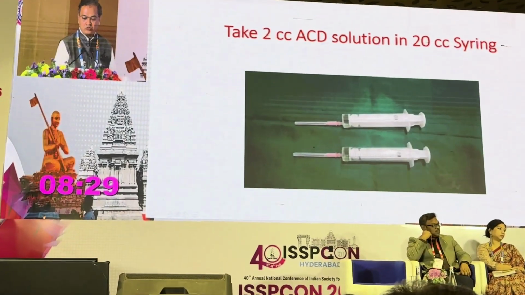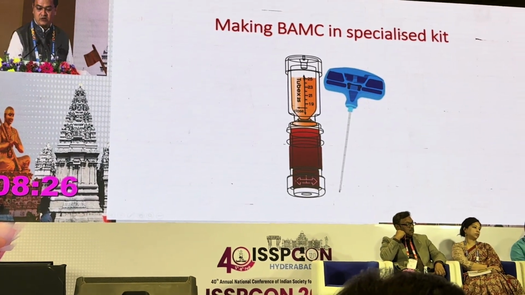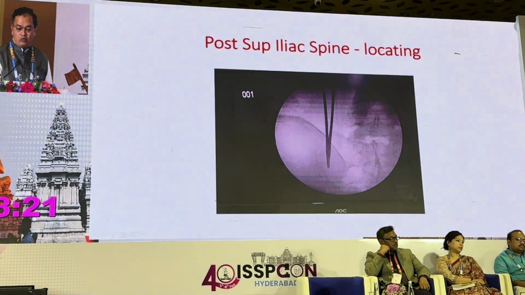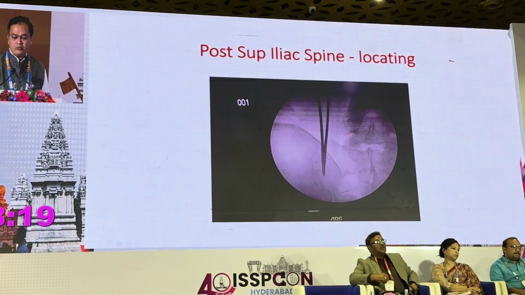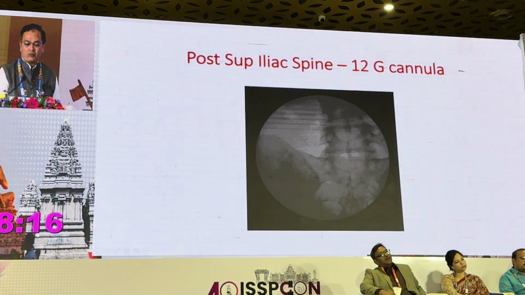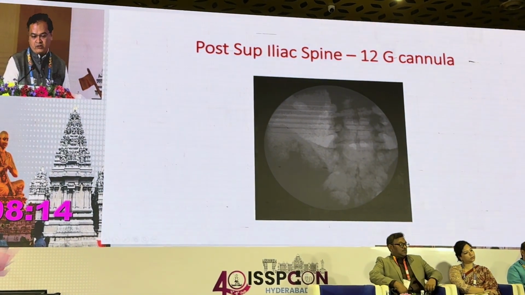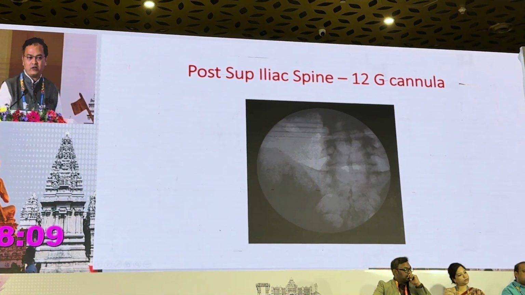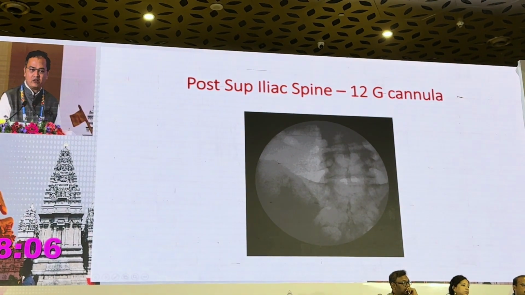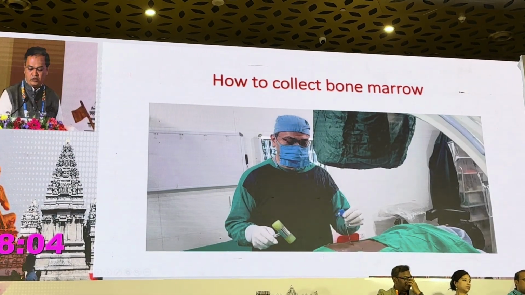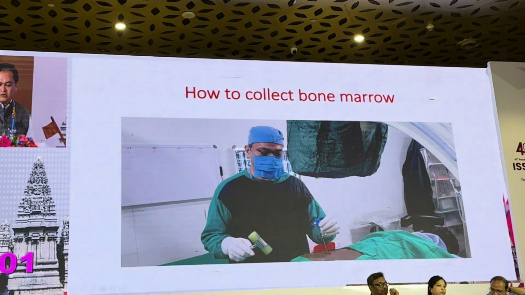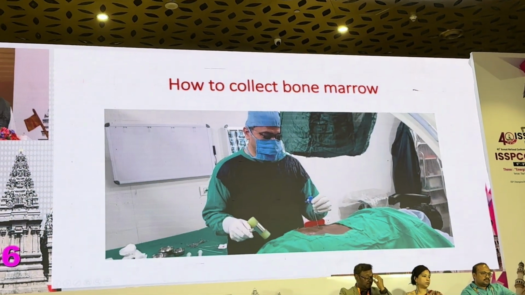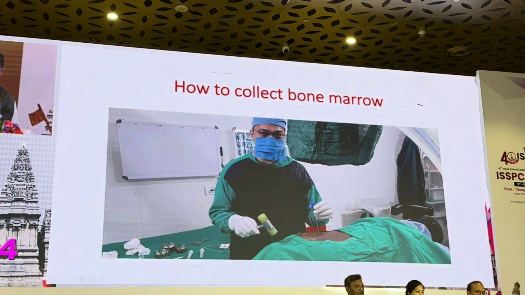Again, same ACD solution we will take, and specialized kit is also required, and bone marrow biopsy needle is there. Mostly I take bone marrow from posterior superior iliac spine. There are 12, 11 and 13 gauge cannula, 10 and 15 centimeter. Difference is available, but 13 gauge cannula with 10 centimeter length is mostly enough. And this is a small video showing how I aspirate.